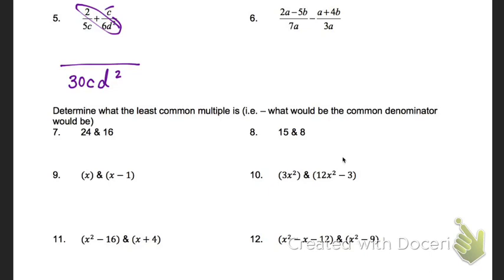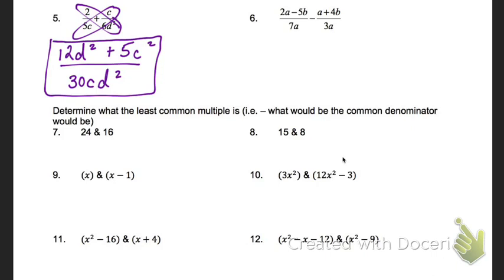So then think about cross multiplying the top. It would be 12d squared plus 5c squared. This cross multiplying trick only applies when you have to multiply the denominators to get a common denominator, which is typically when you have single terms on the bottom. Like you don't have x plus 3 on the bottom or something like that.